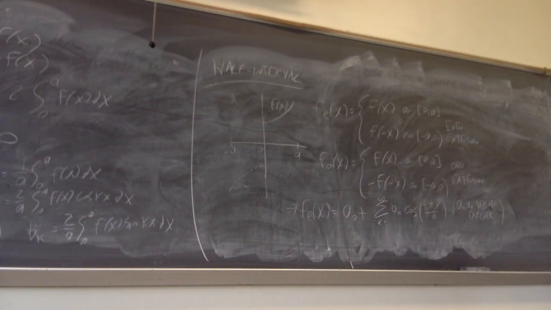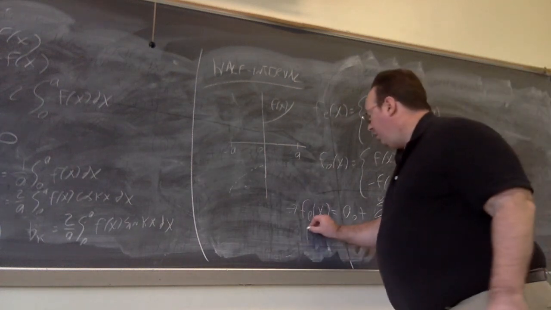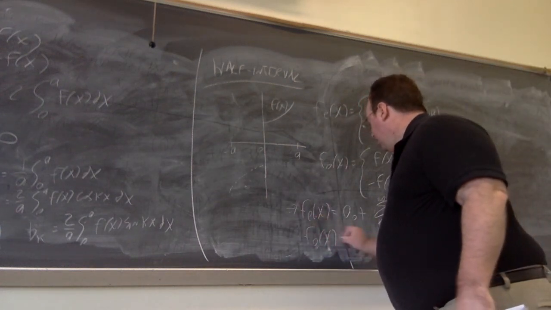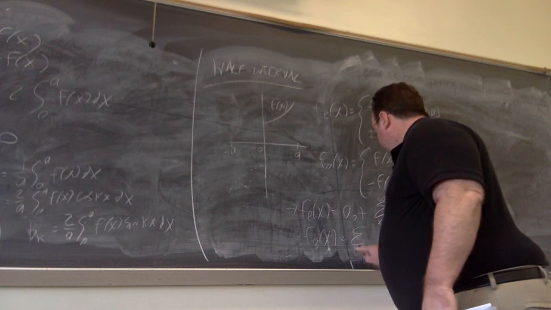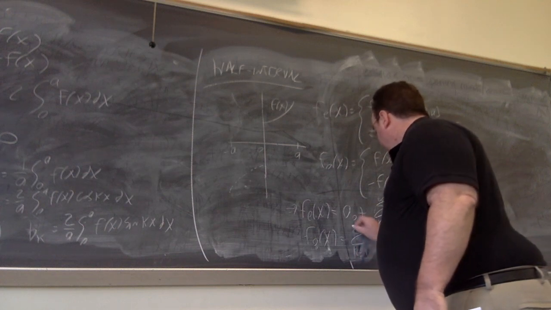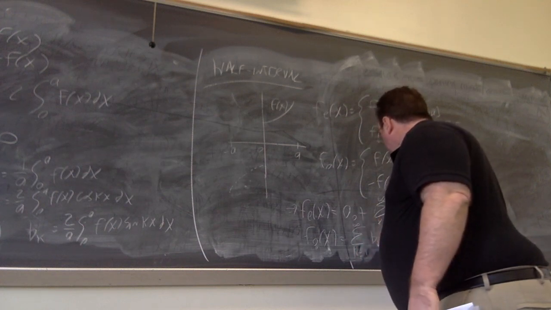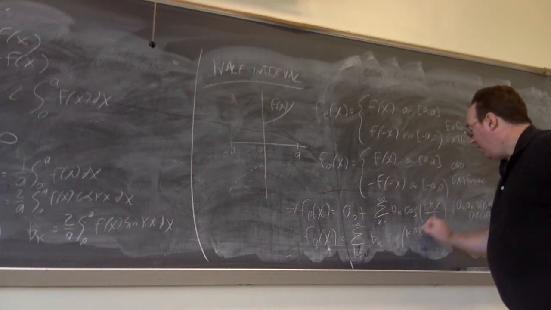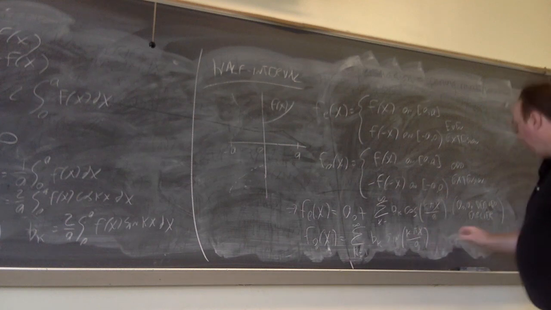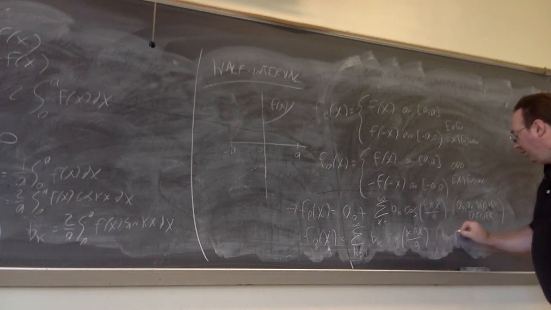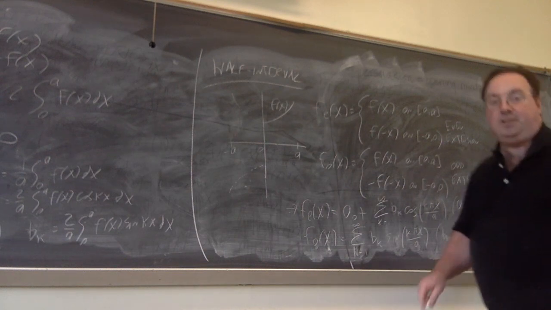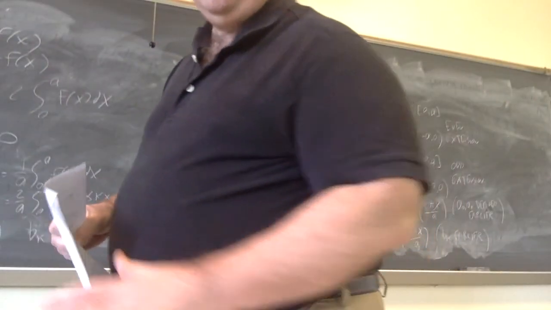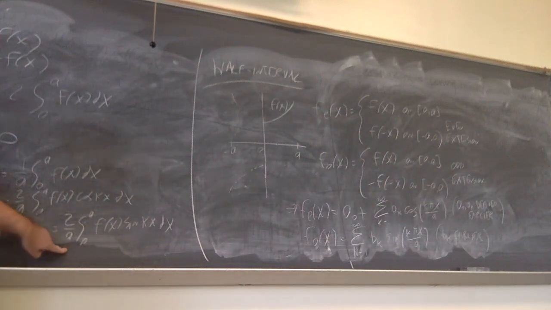And similarly, if you want to work with the odd extension, that would be a sum of all your sine terms, b_k sine of k pi x over a, using the b_k that was defined earlier. So for convenience, that b_k.